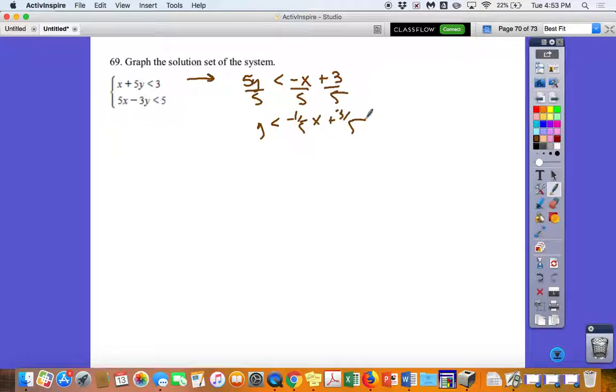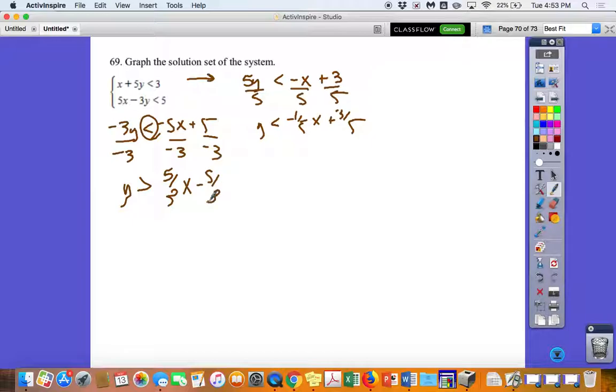That's a hot mess. Okay, and this one, move your 5x over. It'd be a negative 5x plus 5. Go through and divide through by negative 3. Ooh, that's the magic word. When you divide by a negative, you got to flip. So it becomes greater than positive 5/3 x minus 5/3.